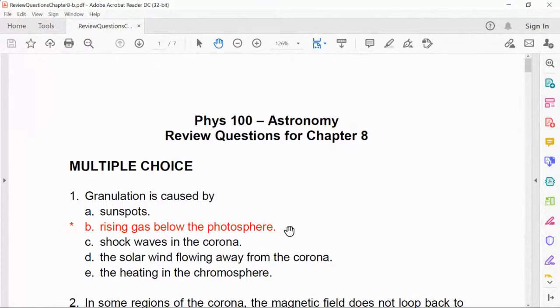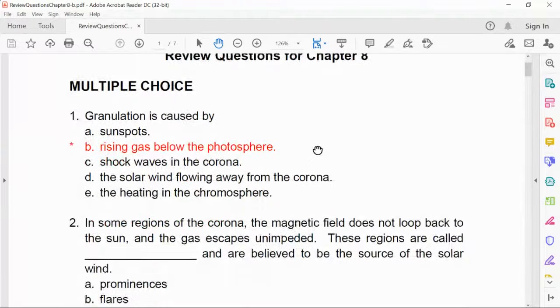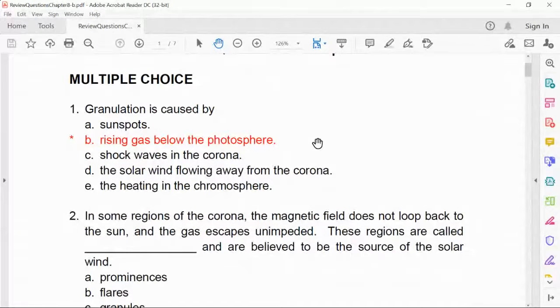And as usual, I always say that with these review questions, we give you the answers, but you have to understand why these answers are the right way. So the first question here: granulation is caused by, and they give you options here: rising gas below the photosphere. Actually, it's the hot gas rising and the cooler gas sinking.